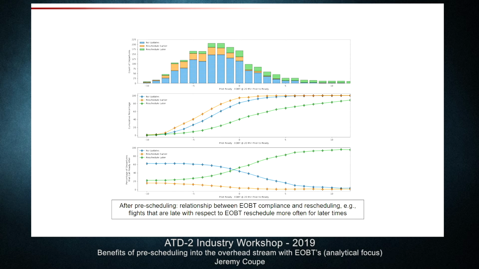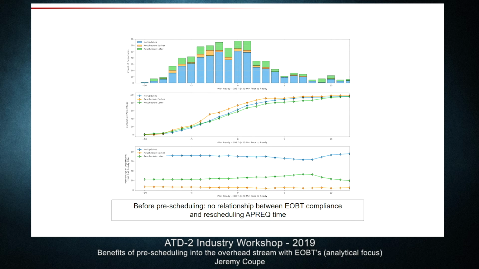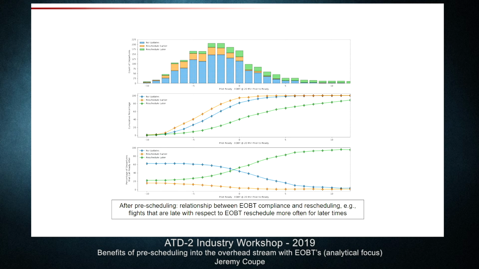And then this final graph, again, if you compare it here, there's almost no change. Any value on this horizontal axis is the same. Whereas afterwards, you see there's this cross. This cross tells us that if you look at all aircraft that call later than EOBT, roughly 50% of them do not reschedule, and roughly 50% of them reschedule for later times. So that bottom graph is telling us about the mixture of aircraft who call later than the given value.